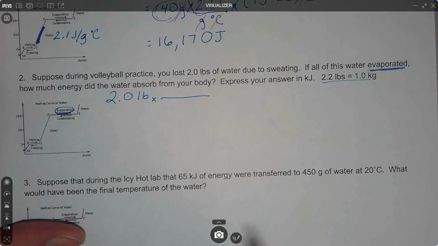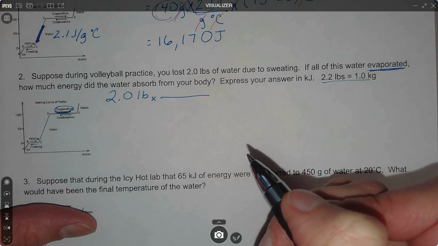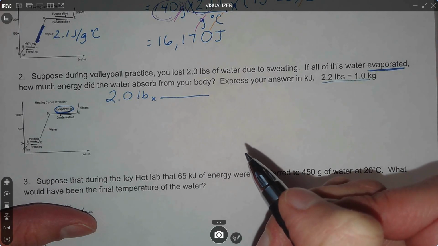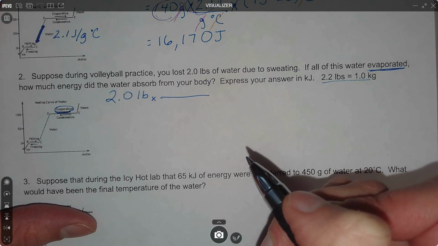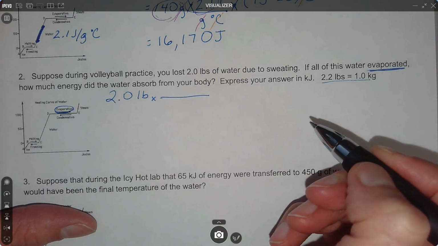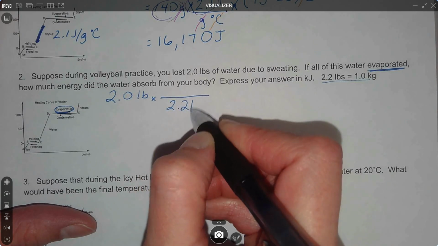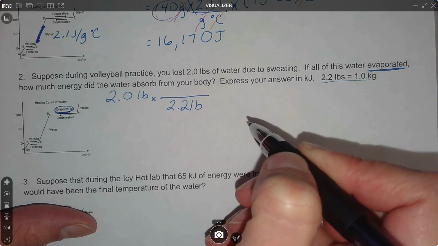Guys, I'm sorry. I forgot that I put kilojoules on this thing. Is that in this problem? It's not going to end up mattering. Just do it in kilojoules. But you can't do it in pounds. You've got to change it to kilograms.